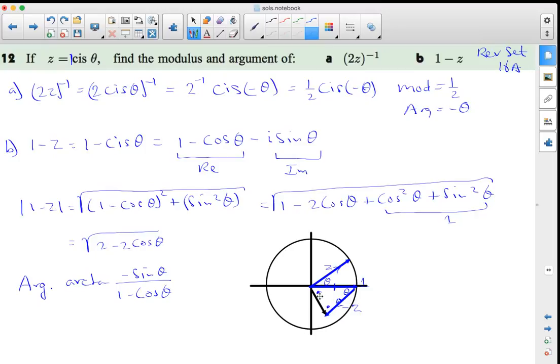Now we are after that angle, because it's the angle of the black vector, the resulting vector. So that angle is pi, because in the triangle the angles add up to pi, take away theta, over 2. So the argument is pi over 2, take theta over 2, and there you go.